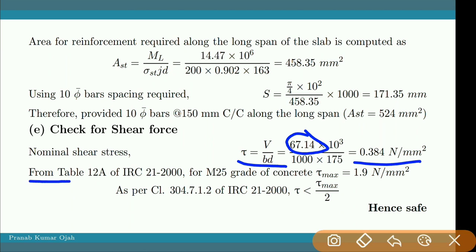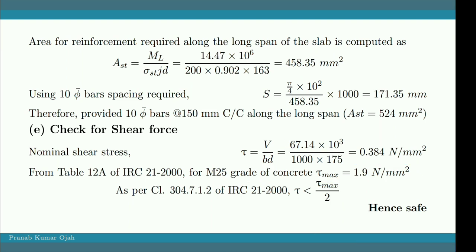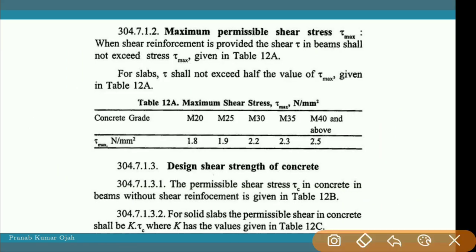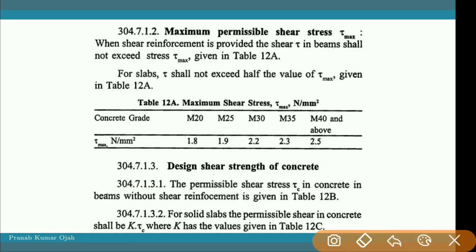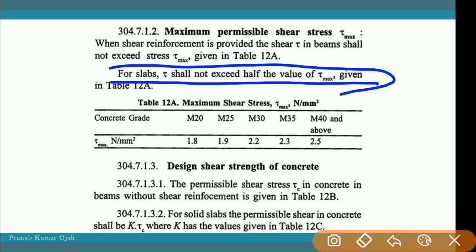Now from table 12A of IRC 21-2000, for M25 grade of concrete, tau max is 1.9 Newton per mm square. So this is the table. For M25 grade of concrete, tau max is 1.9. Under clause 304.7.1.2, this table is given, and from the table I have to take the value of tau max. According to this clause, this criteria should be satisfied.